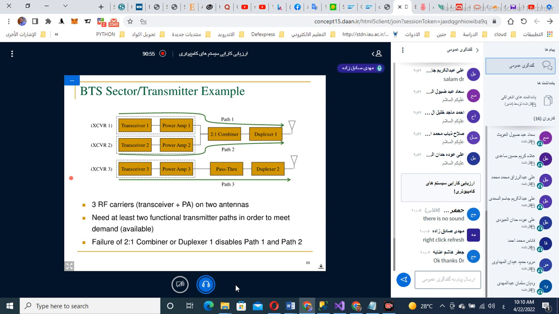You can see here we have 3 radio frequency units, 1 2-to-1 combiner and 1 duplexer, and here is the pass through, and here is the antenna. We have 3 paths, excuse me. For example, if 1 transceiver and 1 power amplifier can work, that path continues to work here.